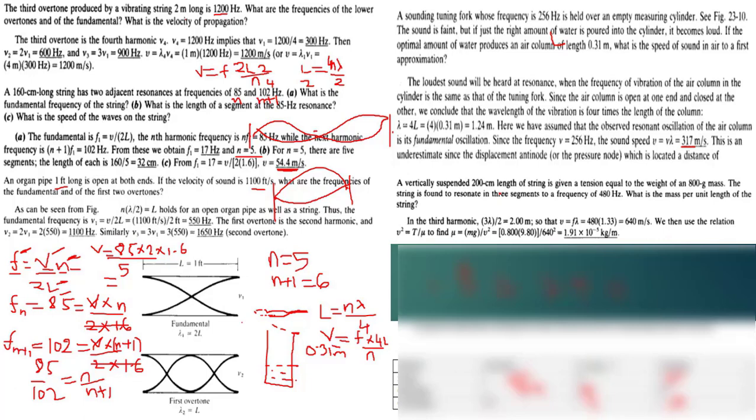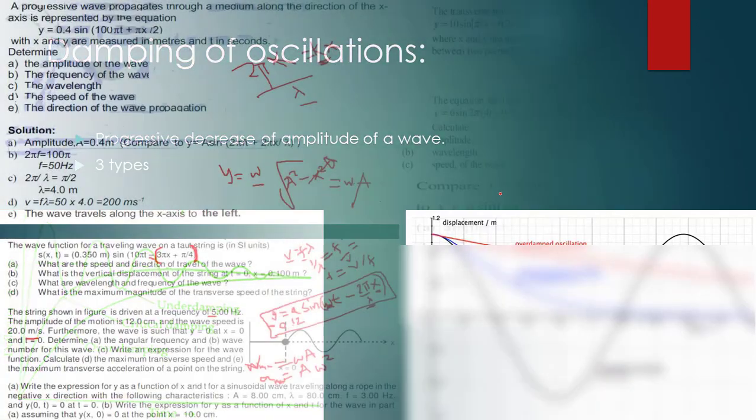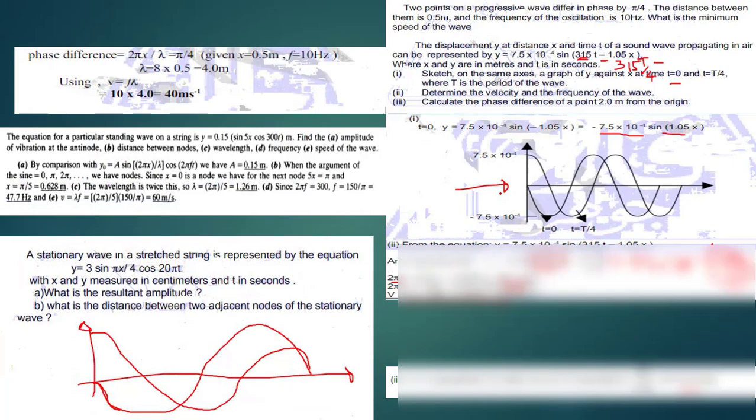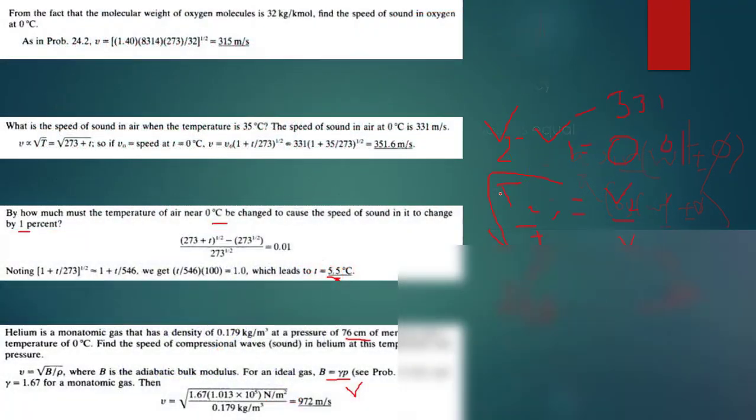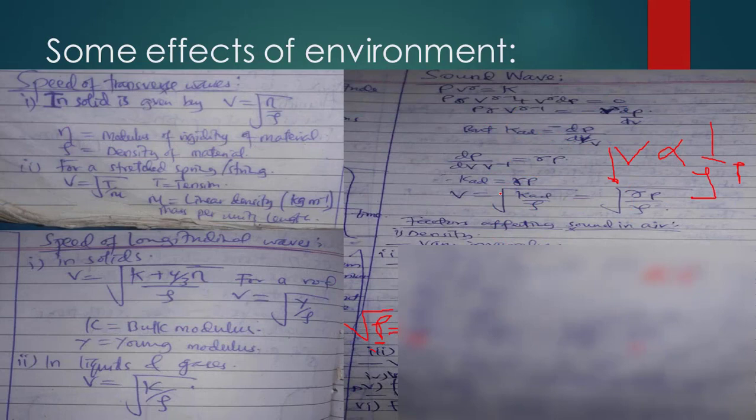So the string is found to resonate in 3 segments to a frequency of 480. What is the mass per unit length of the string? So hili swali lina integrate knowledge ya vile ambavyo niliwafundisha mwanzo, effect of the environment. You remember I said for a stretched string, V ni sawasawa na square root ya tension divided by mass, if you can recall. For a stretched string or spring, for that case umeambiwa imekuwa hanged na kuna mass imening'inizwa, so we expect the string iwe stretched.